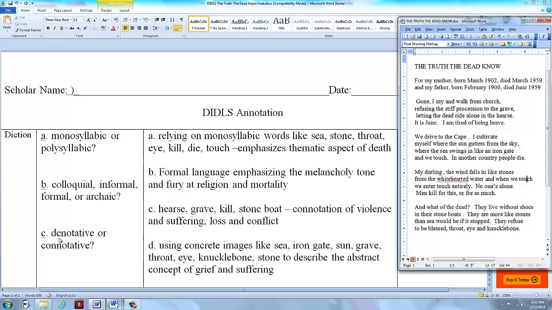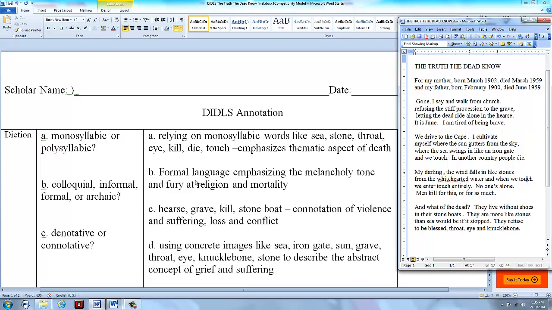Then you're going to move to C, and you're going to look for denotative and connotative aspects of words. We know denotative means the dictionary definition. When we talk about connotation, we're hoping that you can explain the emotions, the feelings that that word evokes from a reader. When I was looking at this, I was coming up with similar words to those monosyllabic words. Hearse, grave, kill, stone boat. All of these words have connotations of violence, suffering, loss, and conflict. And obviously the conflict was something we had identified before, the internal conflict of our speaker.